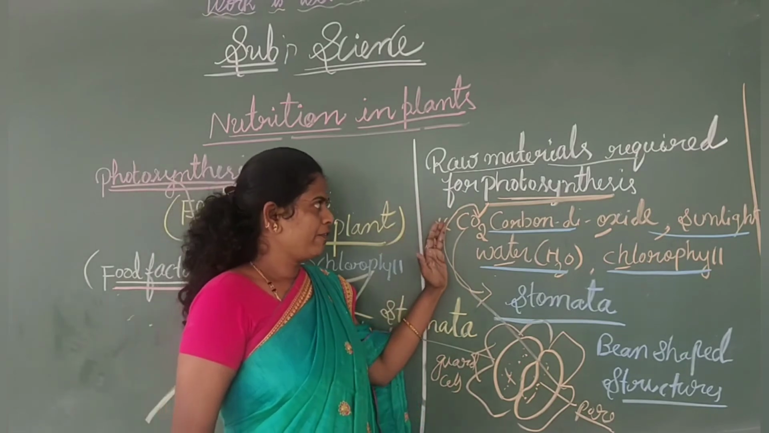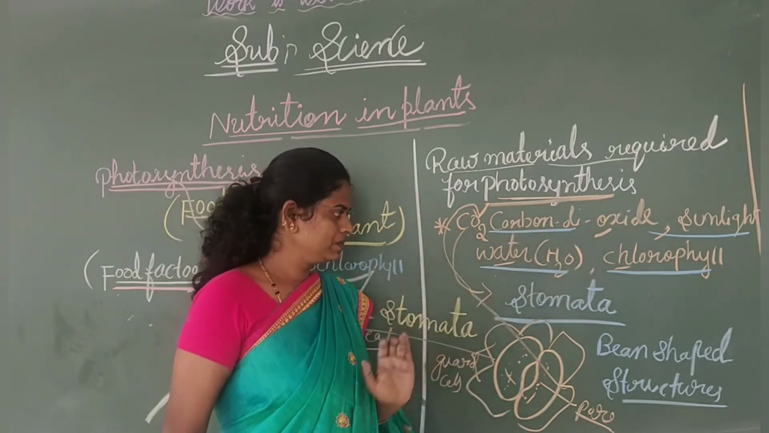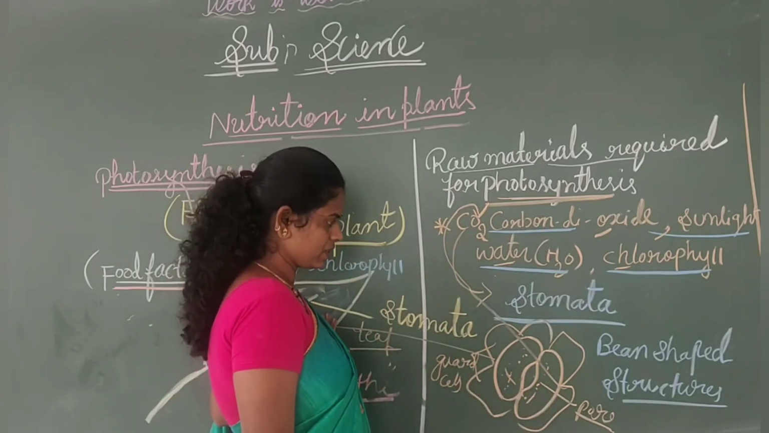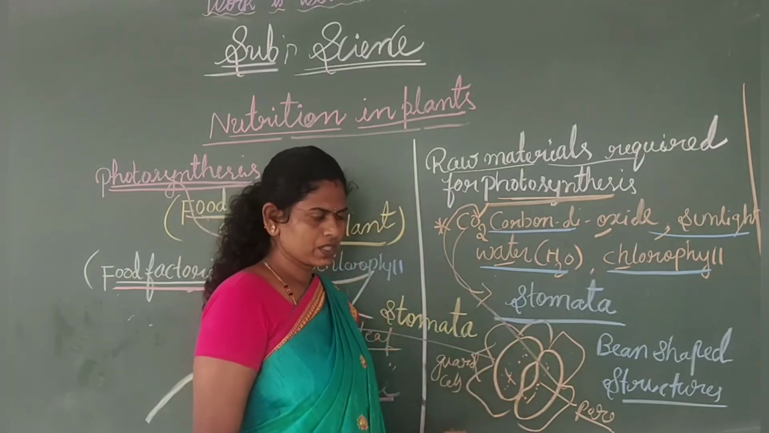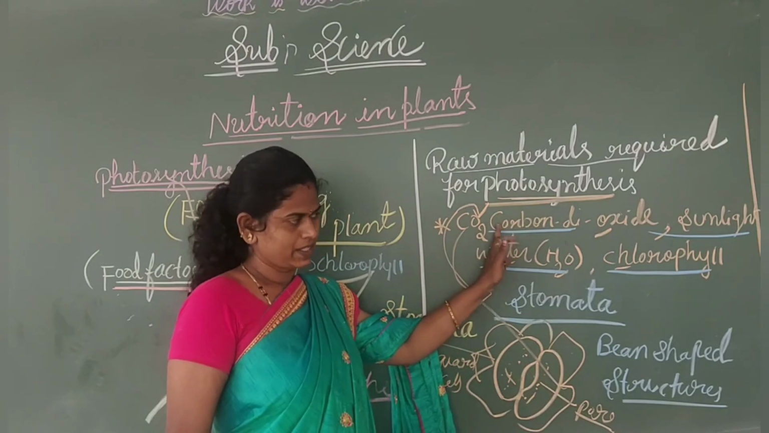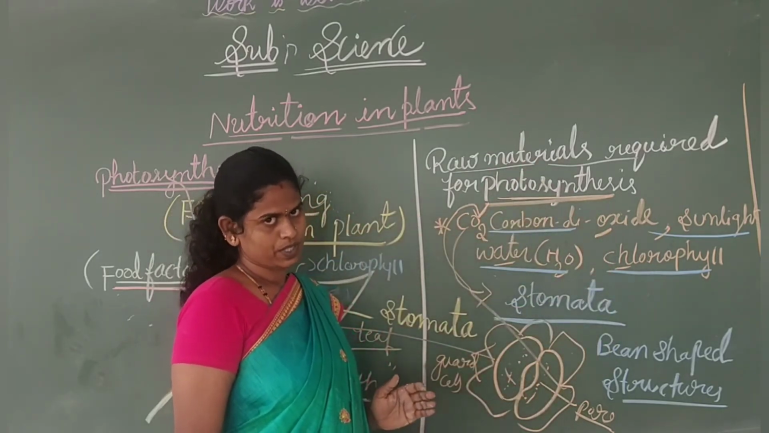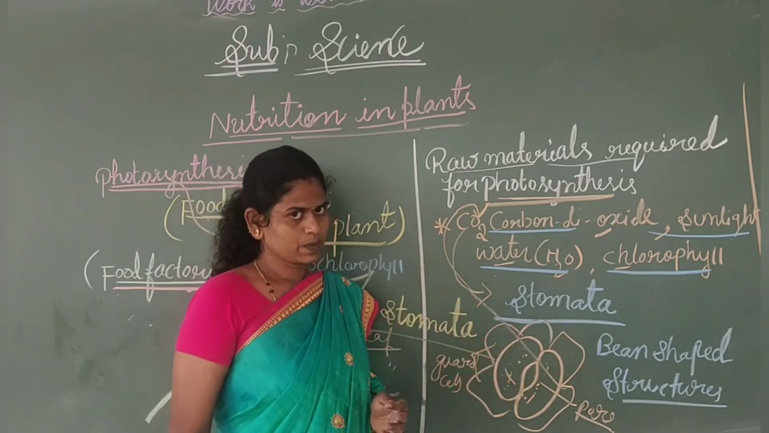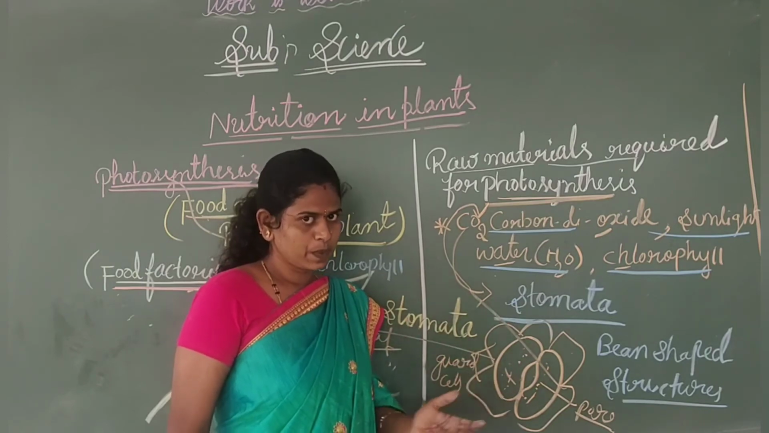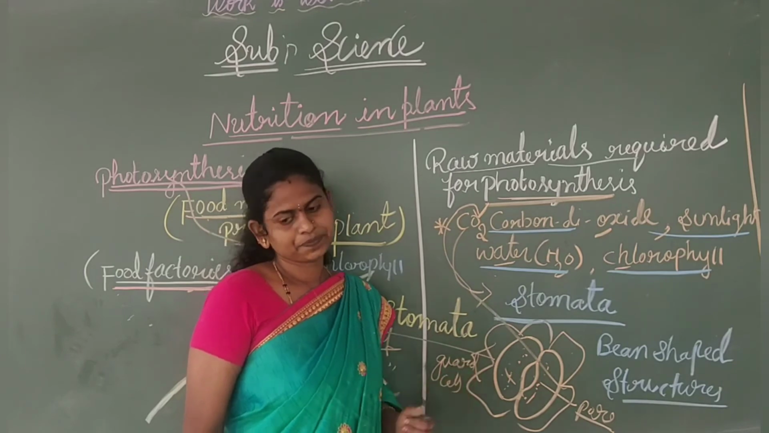Then the raw materials required for photosynthesis are carbon dioxide, sunlight, water, chlorophyll. The stomata are present on the surface of the leaves. These are bean-shaped structures containing guard cells and pores. Pores are able to exchange carbon dioxide. So these are the requirements for the photosynthesis process. Next, after the photosynthesis process, what are the products obtained? How is the food prepared? In which form is food stored? We will discuss.